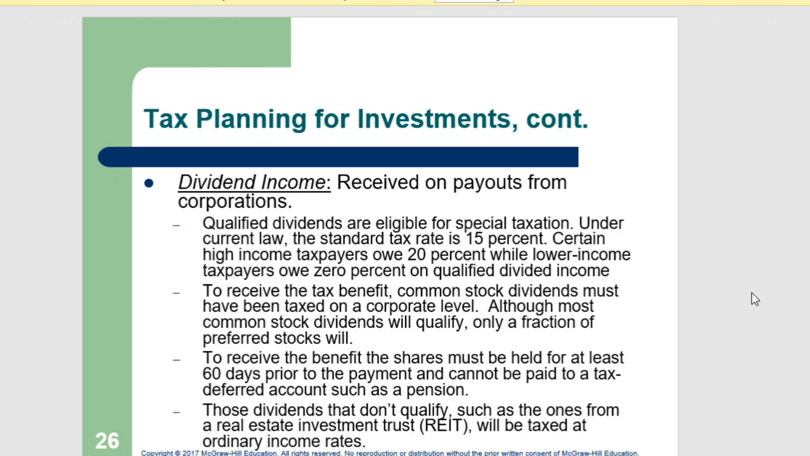So you have to have held it for at least 60 days, and they had to have paid tax at the corporate level. And there are some special rules when corporations pay dividends to each other, but that's not generally going to be something your clients deal with, so that's not important.